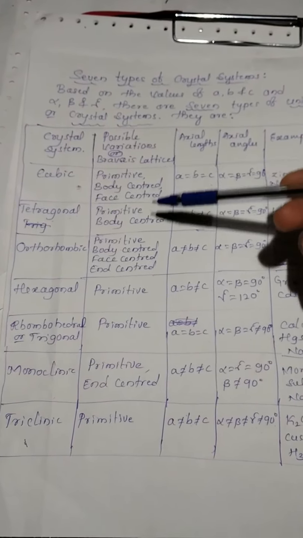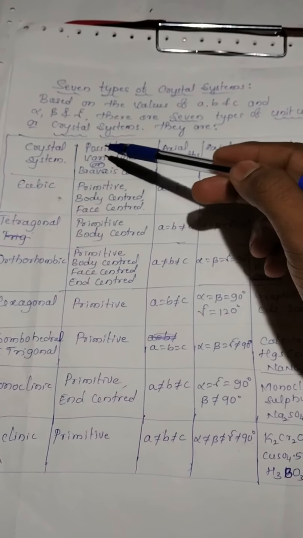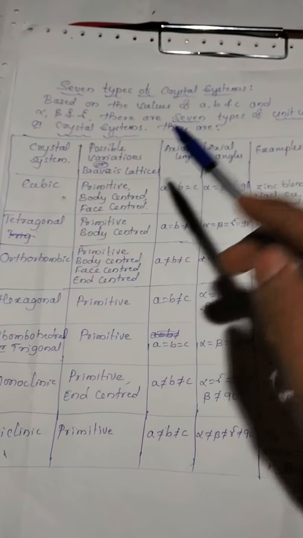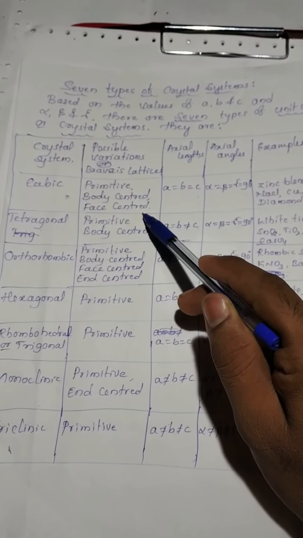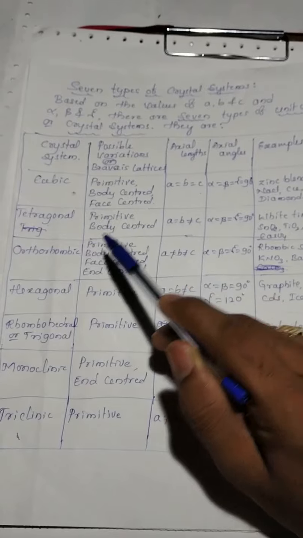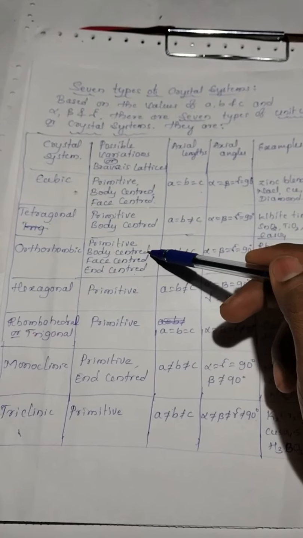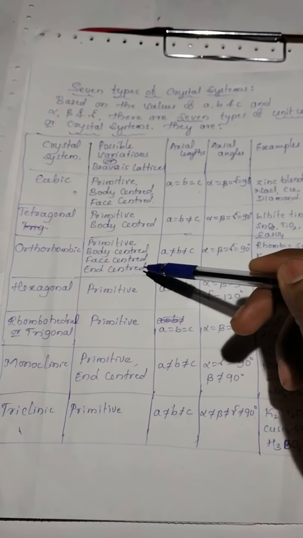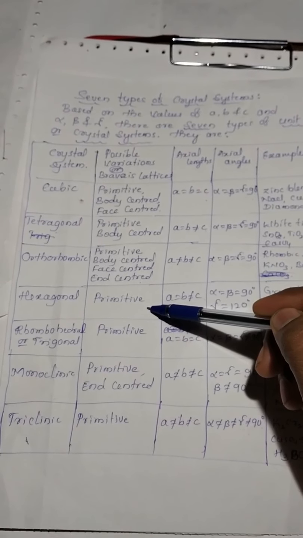Bravais discovered these lattices, hence these are called Bravais lattices, or else these are called possible variations. In cubic crystal system, there are 3 Bravais lattices: primitive, body centered and face centered. In tetragonal, there are 2 Bravais lattices: primitive and body centered. In orthorhombic crystal system, there are 4 Bravais lattices: primitive, body centered, face centered and end centered. In hexagonal, there is 1 Bravais lattice, that is primitive.